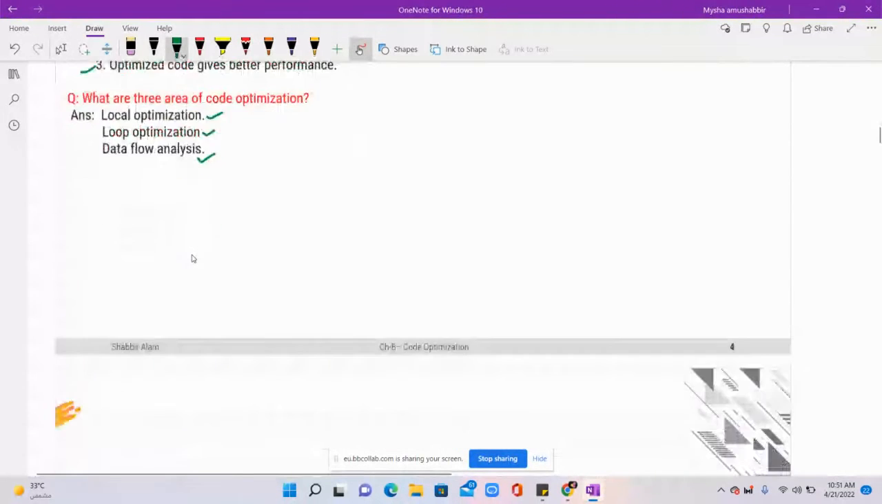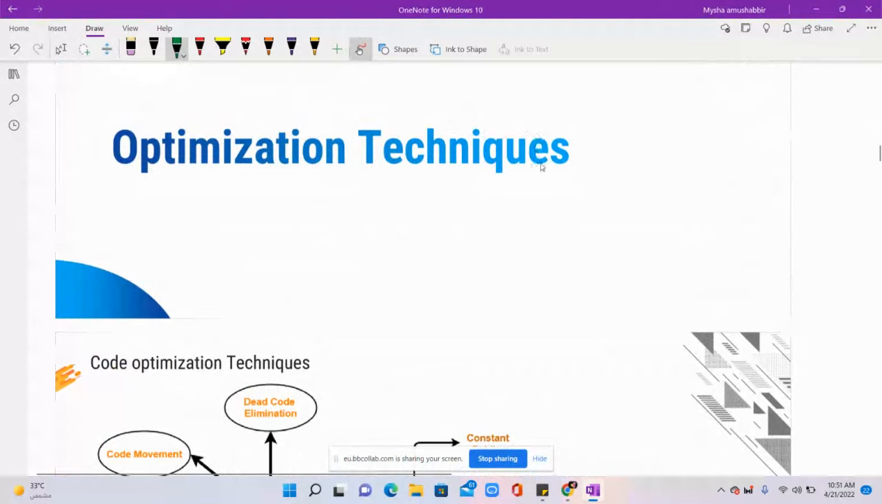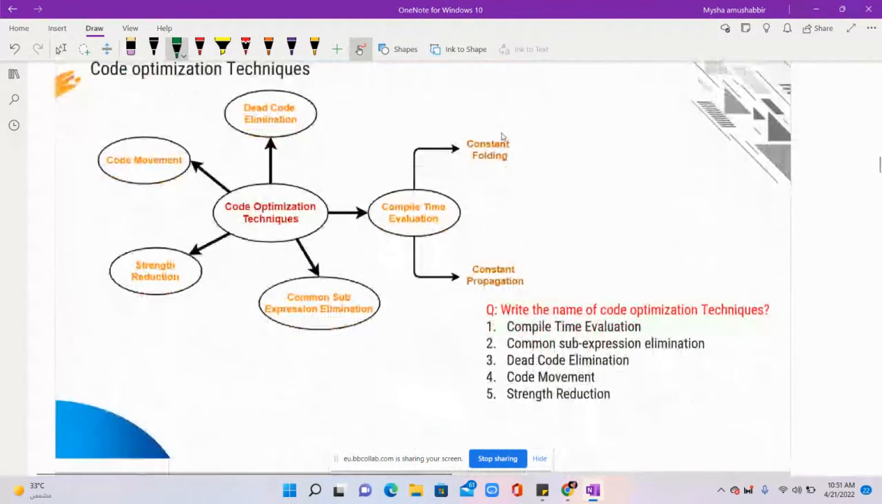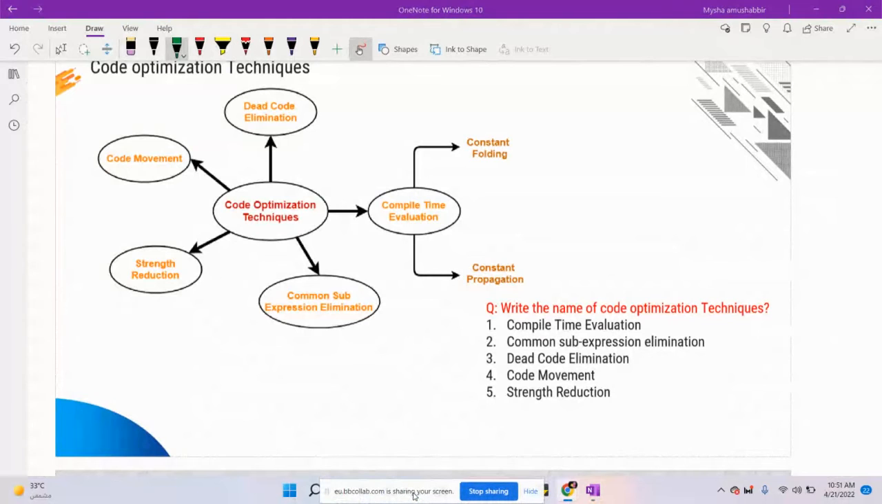Now, next slide we will discuss the code optimization techniques. That means if the code is given, how will you make the optimized code, or how will you make the code faster? So basically there are 5 techniques of code optimization. So what are the techniques?